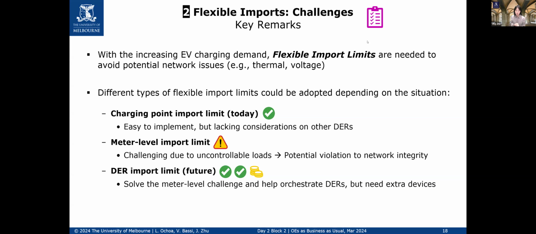And in the future, in some scenarios maybe we will just adopt the input limit of all the DRs, or do a per device limit as another option. It solves the challenges, helps orchestrate DRs, but just needs extra devices. So it really depends on what we are looking for and what kind of challenges we want to address. So hopefully we'll find the answer in the future.